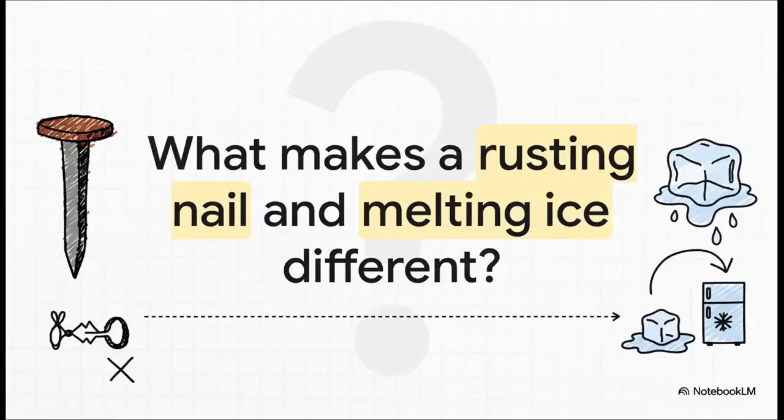All right, so let's jump right in with a question. Think about a rusting nail, and then think about melting ice. They're both changes, right? But one is super easy to reverse. You just pop the water back in the freezer. The other one, well, good luck trying to unrust that nail. And that difference right there is the absolute key to understanding what a chemical reaction really is.